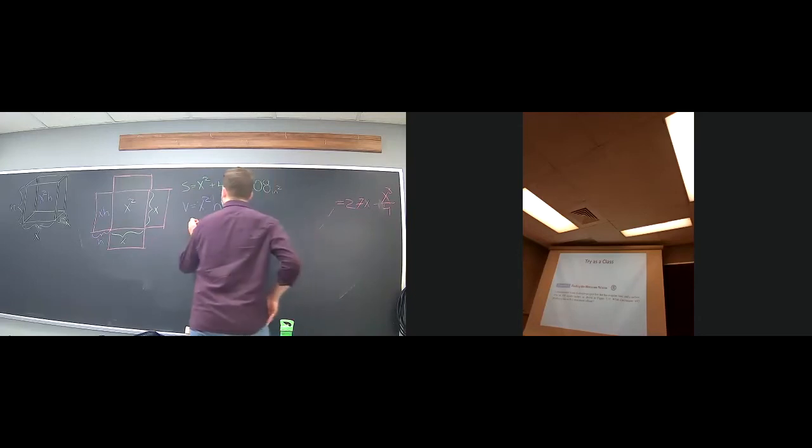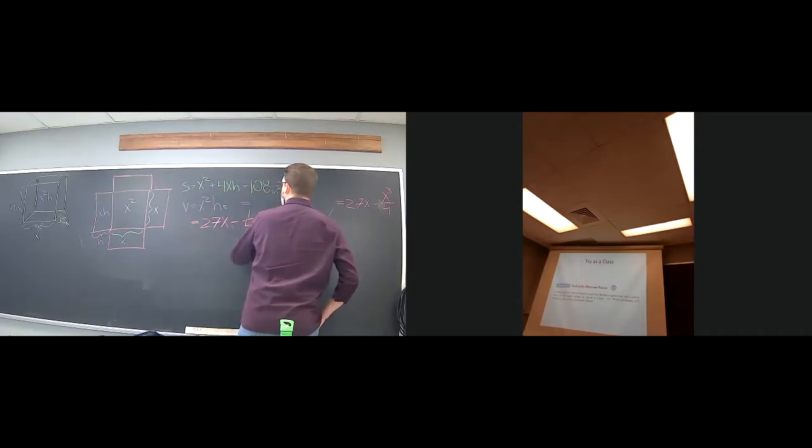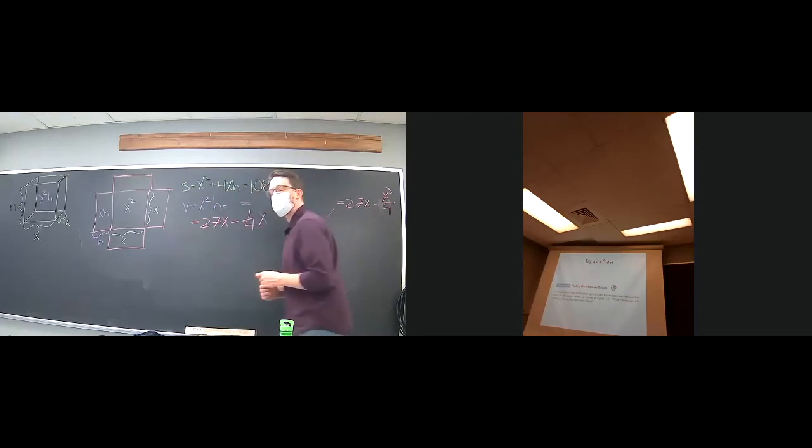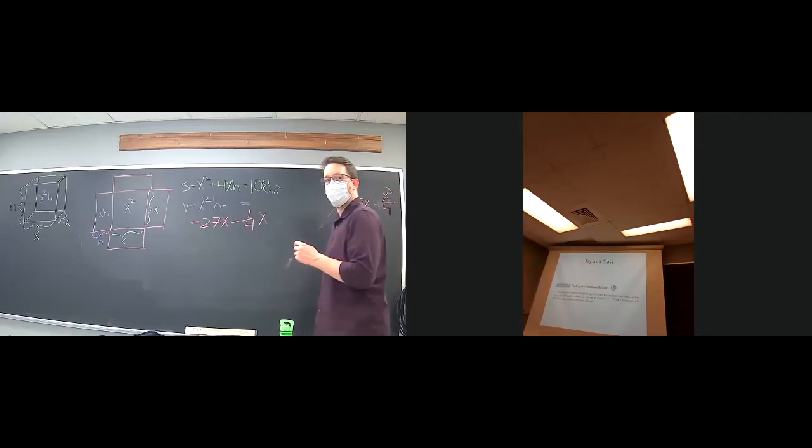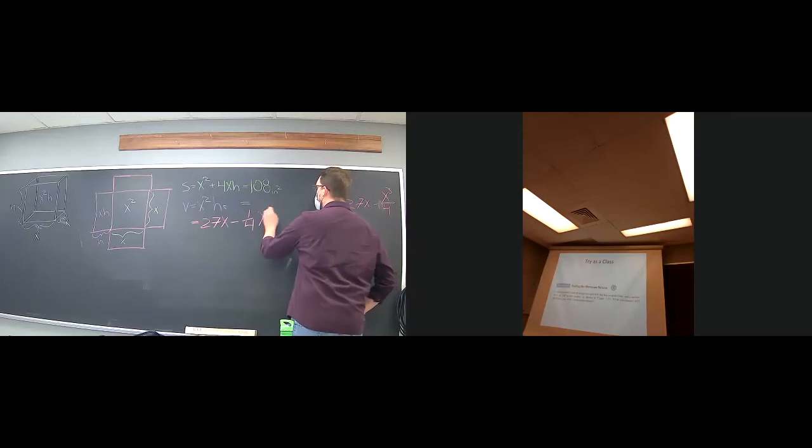So let's make some more room for ourselves by erasing some of this. Why would it be x cubed and not x squared? Because we had x squared times x over 4. Okay, sorry. Make sense? Yeah. Cool.